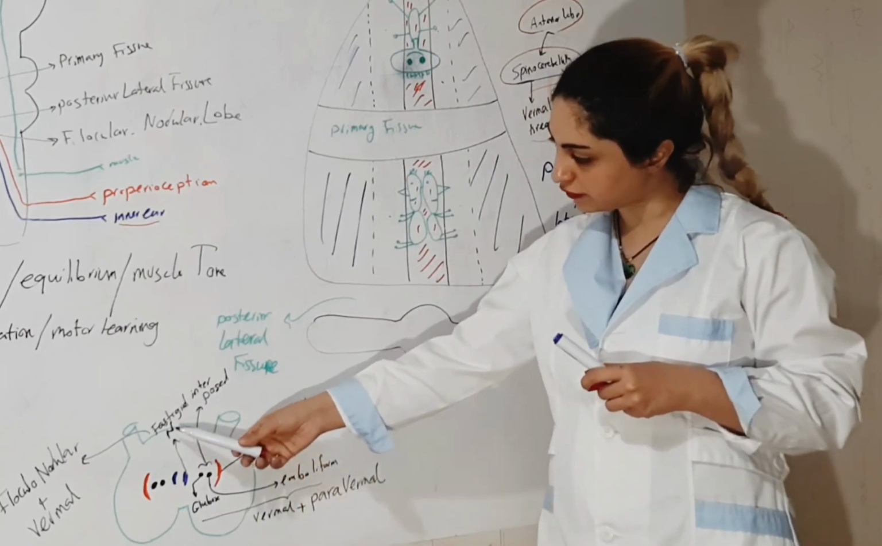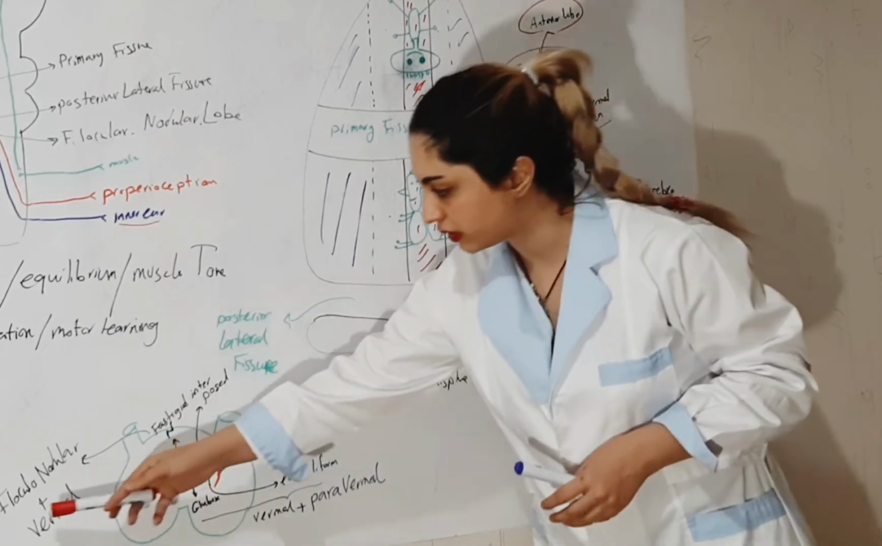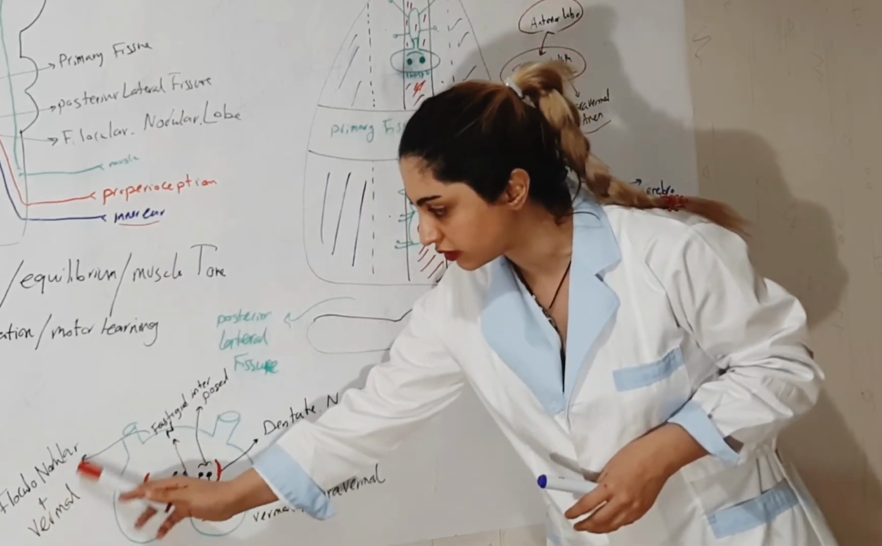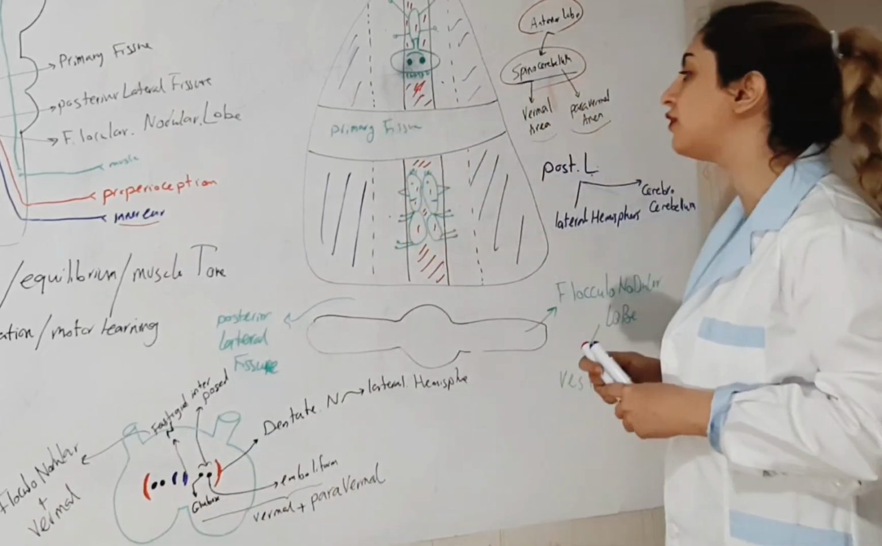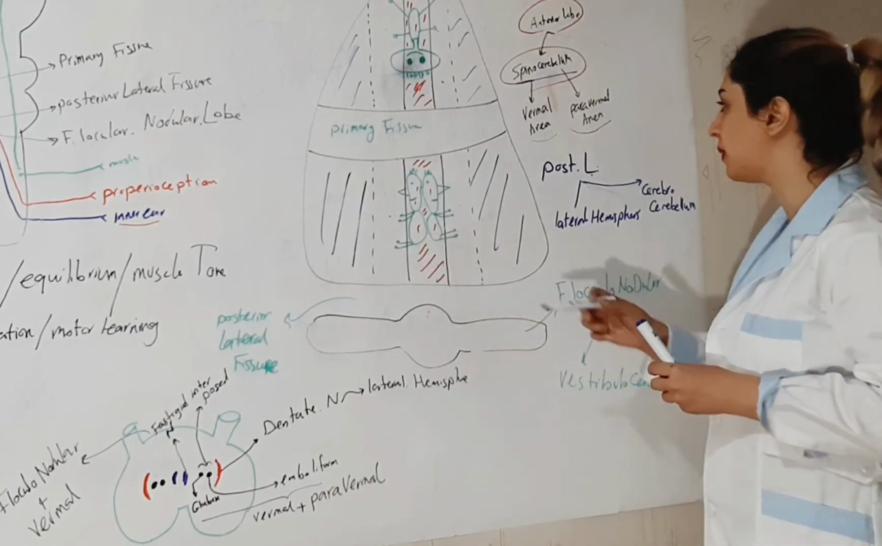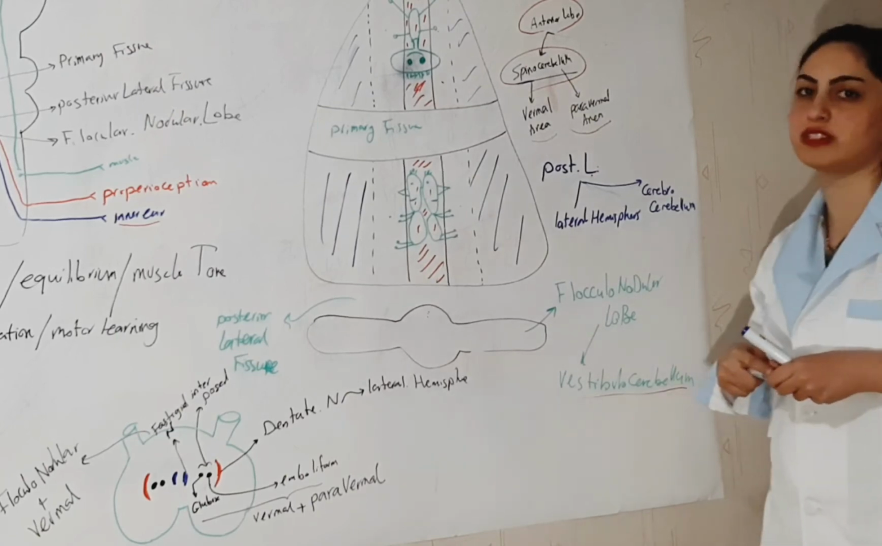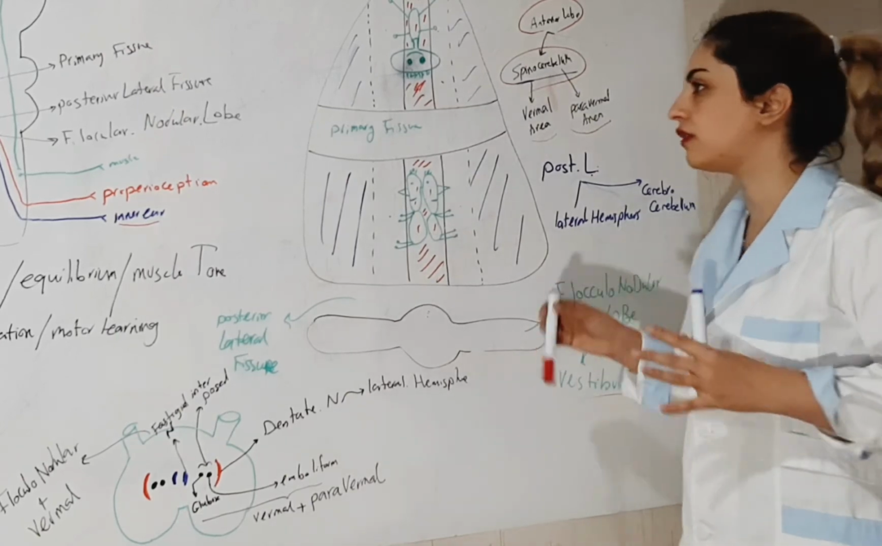Another nucleus is the fastigial nucleus. The fastigial is the innermost nucleus, so it is in the flocculonodular lobe, and also a little of it in the vermal lobe. It is responsible for the vestibulocerebellar tract. So that was everything I wanted to cover in this video.